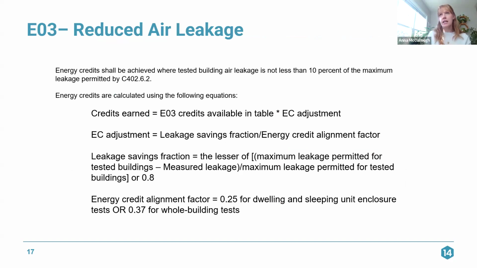Section E03, reduced air leakage. This one is fairly straightforward, but the number of points is difficult to achieve. Energy credits shall be achieved where tested building air leakage is not less than 10% of the maximum leakage permitted by section C402.6.2. And you calculate the number of credits you earn based on this EC adjustment.